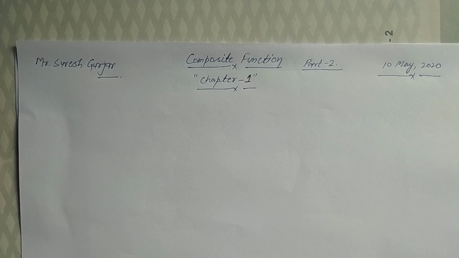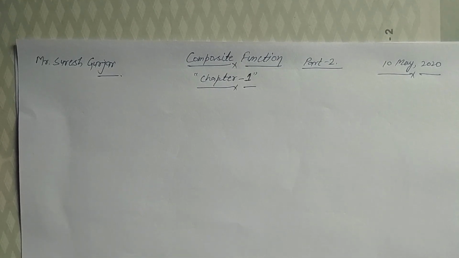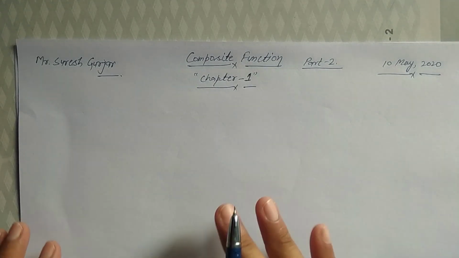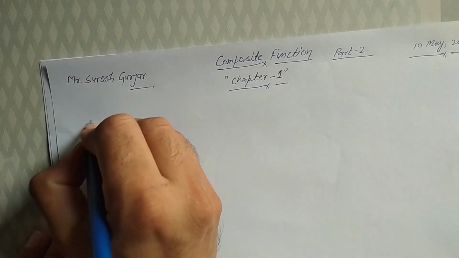Yesterday we read about the composition of functions. It means the definition of composition function, denoted by fog and gof. Today we will do the remaining questions of exercise 1.1. Let's start with question four.